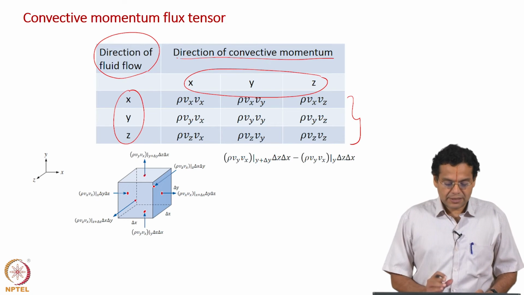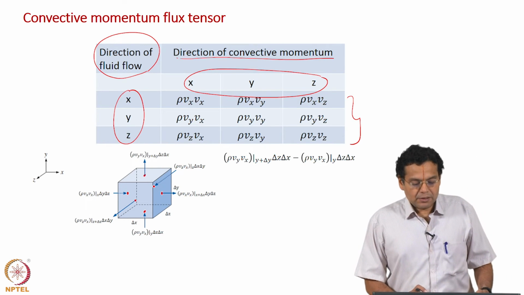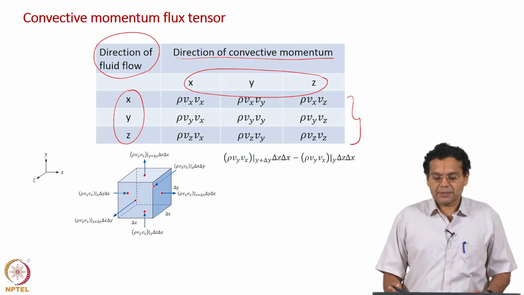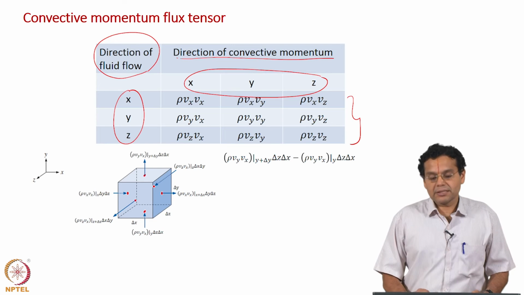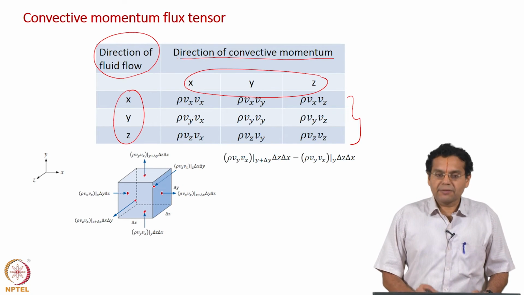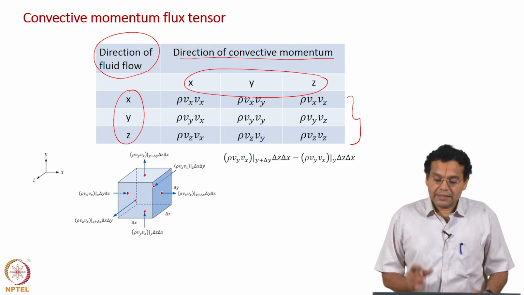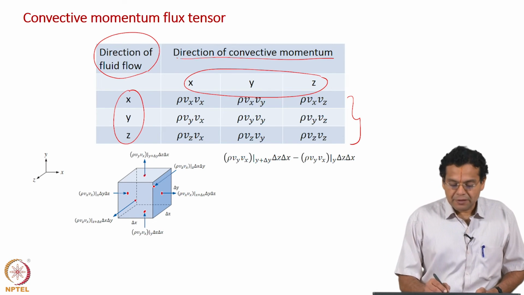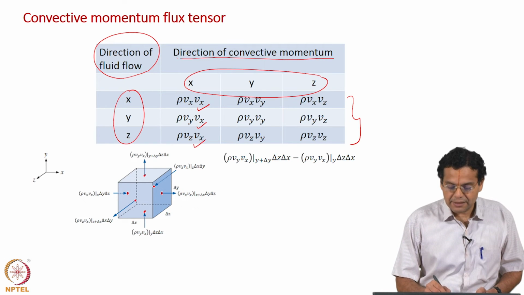So, this clearly explains how there are 2 tensors, one on the right hand side representing the viscous stresses, and one on the left hand side representing the convective momentum flux. And that is why, when we discussed earlier, we were specific about which velocity should come second and which should come first.